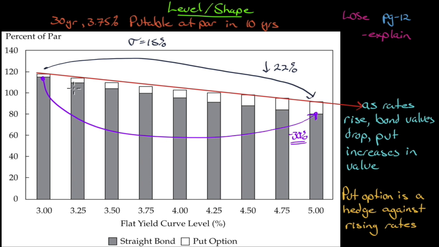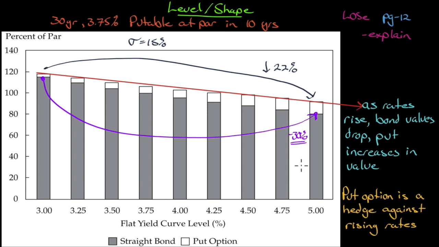Well, look what happens with the value of the put. The put is in white. The put starts to gain value as interest rates rise. Does that make sense to you? Well, what does a put do? It allows us to put the bond back to the issuer at par. As interest rates rise, the price of a bond drops, so we're more likely to exercise a put that guarantees us par as interest rates rise.